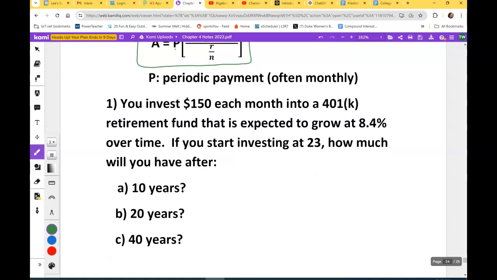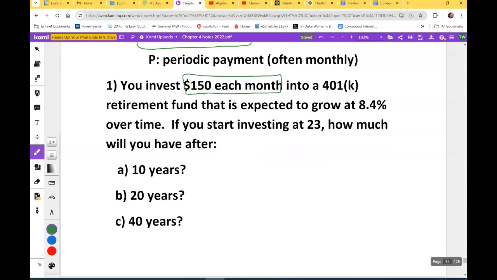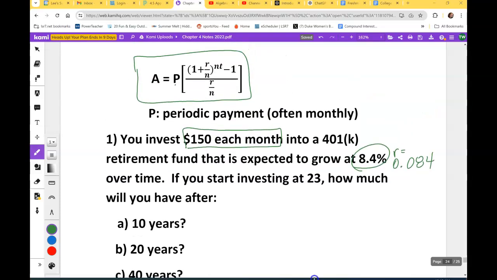And that's the example I have here, that we're going to invest $150 each month. That's my periodic payment. So the P is my payment into a 401k, and it's expected to grow at 8.4%. And remember, our rate is a decimal, so that's going to be 0.084. And we're looking at how much we're going to have after 10, 20, or 40 years.